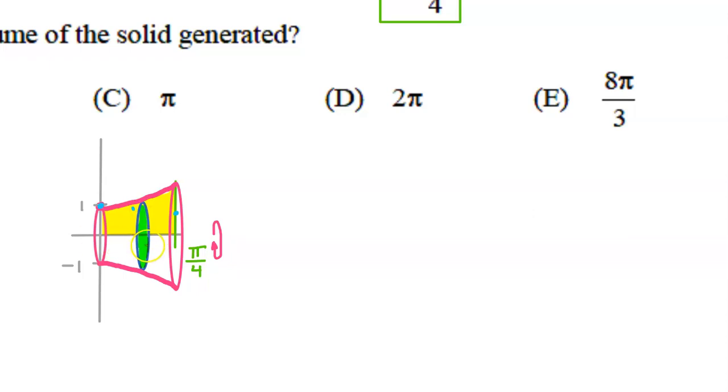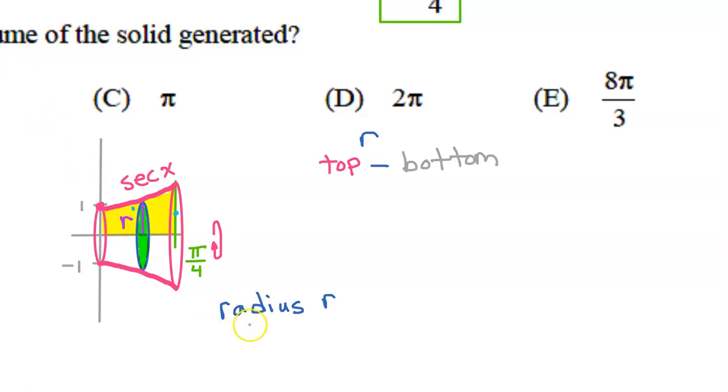It's a 3-step process. Step 1 is to find an expression for the radius of a disk. When the radius is vertical, we can find it by subtracting the top function minus the bottom function. In this case, the top function is secant x, and the bottom function is 0. And we don't need the minus 0. So our expression for the radius is simply secant x.